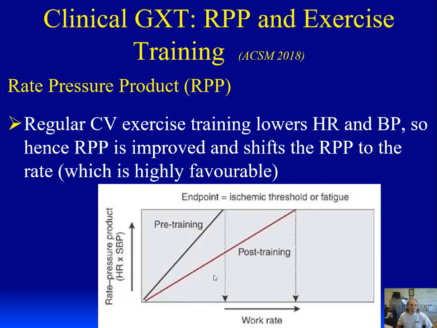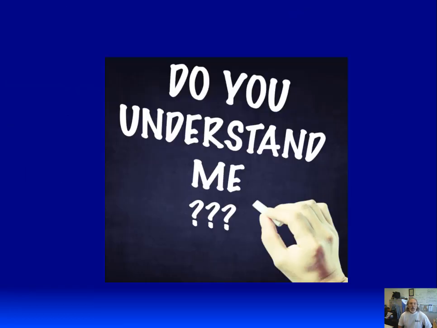So let's just say initially the person started to go ischemic at 5 kilometers an hour. Now with exercise training, they can work up to 8 kilometers an hour. So it's hugely important to be able to understand that benefit that's derived. Now, we're going to talk about Bayes' theorem. It's really important that you understand this in principle.